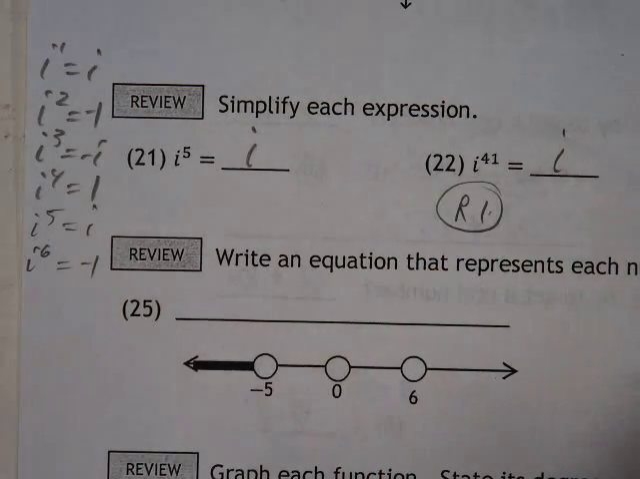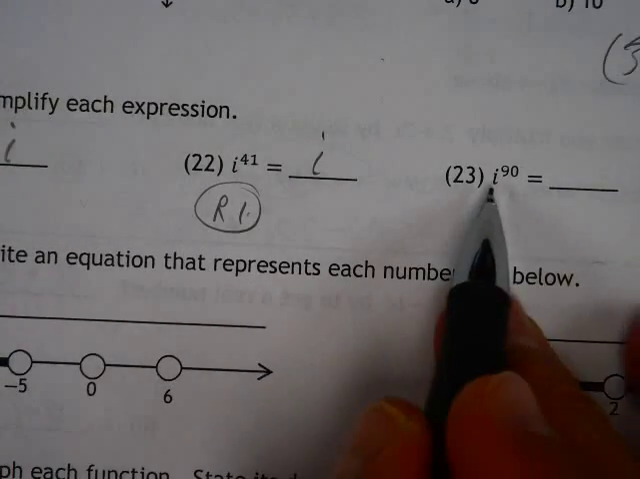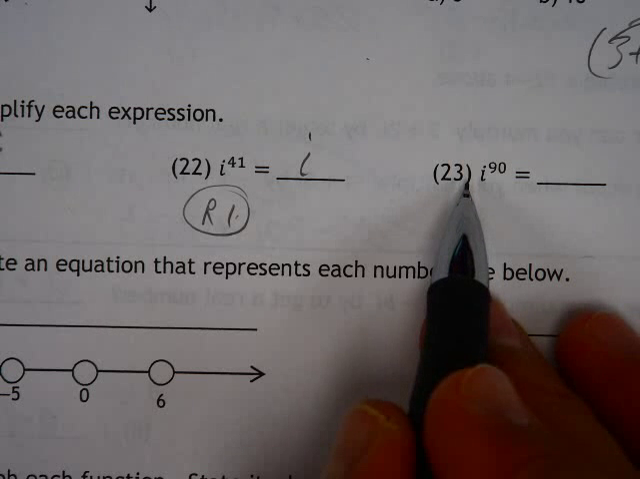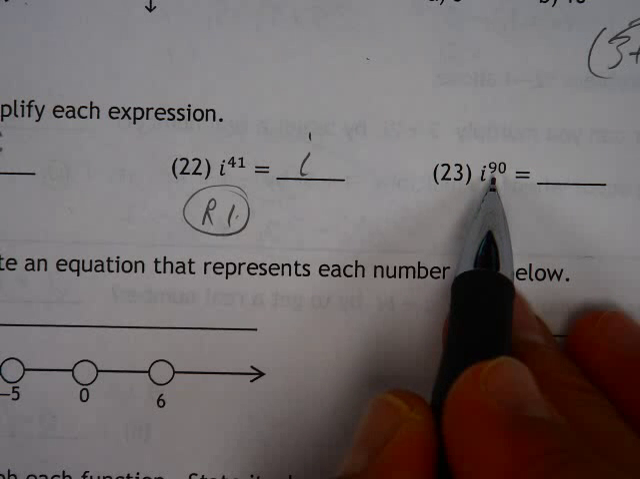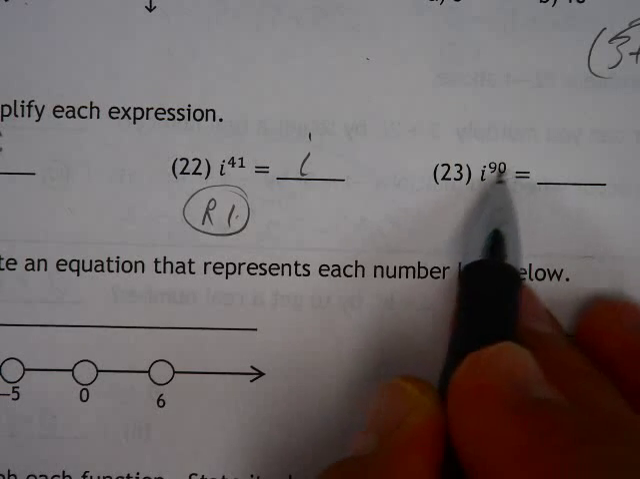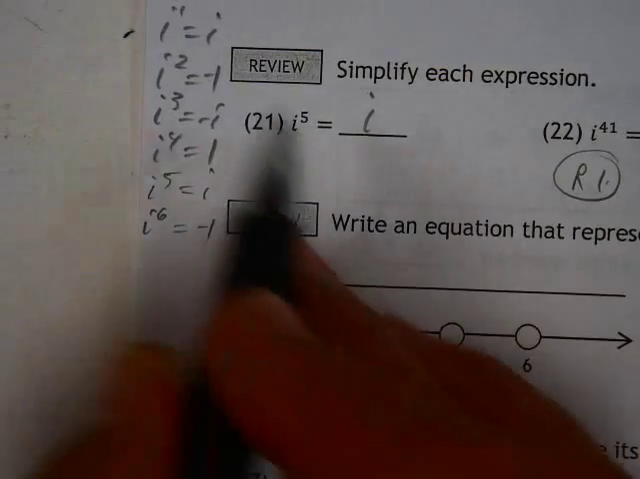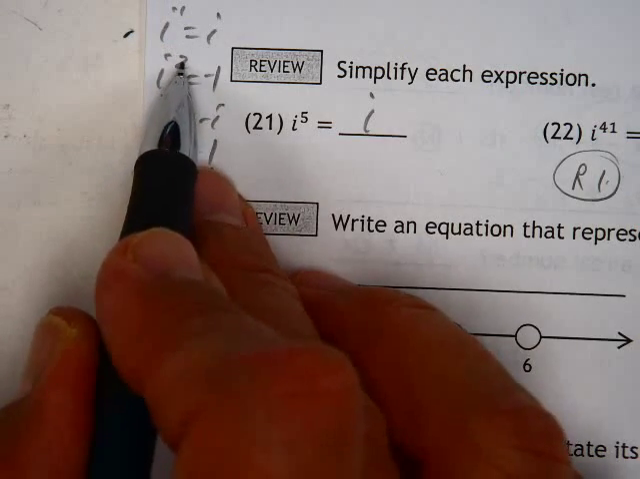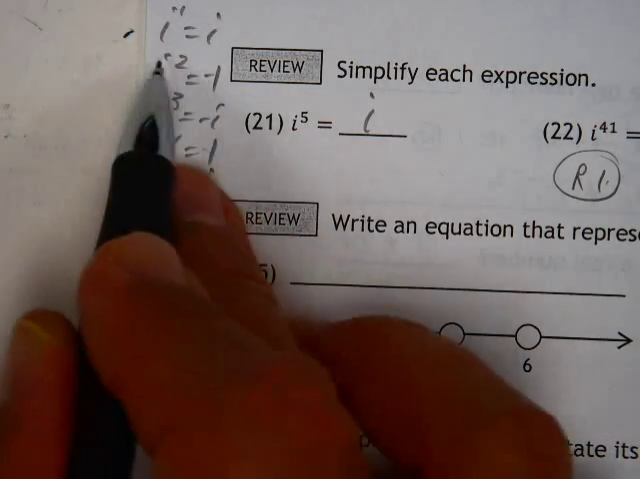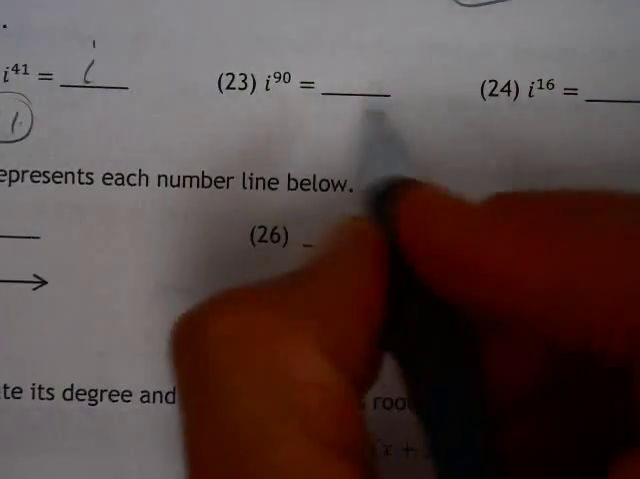This is equal to i to the 90th power. 4 doesn't go into 90. But 4 does go into 88. And so 90 is 2 beyond 88, so you go to i squared, which is 2 beyond an even 1, and you see that it is equal to -1.